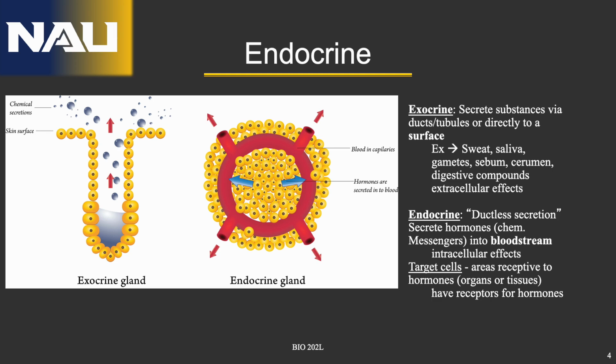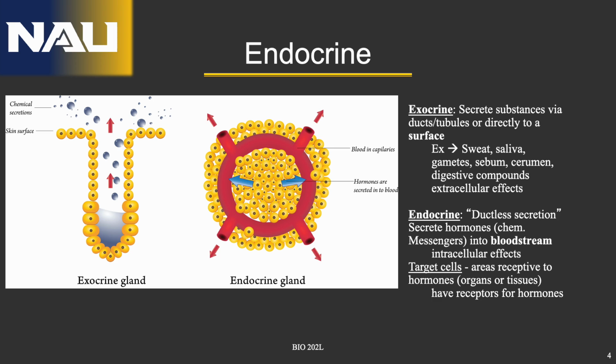Now let's compare this with the exocrine functions. Exocrine glands secrete substances via ducts or tubules, or directly onto a surface. Examples of exocrine secretions include sweat, saliva, gametes, sebum, and digestive compounds. These secretions have extracellular effects, meaning they act outside the cells.